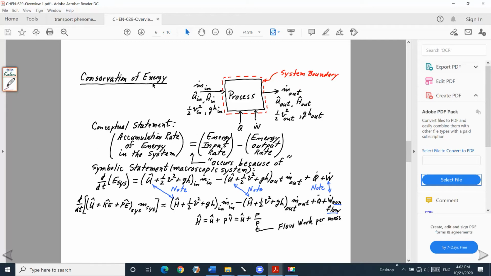So, conservation of energy. Let's say we have some process, and this is the system boundary. There is some mass inlet and there is some mass outlet. There is some internal energy and enthalpy in, and some internal energy and enthalpy out. Because of the velocity of the mass, we have some kinetic energy, and because of gravity, we have some potential energy. These are in and these are out. Basically, we give some Q dot, some heat, to the system, and we give some W dot, some work, to the system. What is the conceptual statement of this process in terms of energy? We say the accumulation rate of energy inside the system is equal to the energy input rate, the collection of all these different parts of energy, minus the energy output rate.